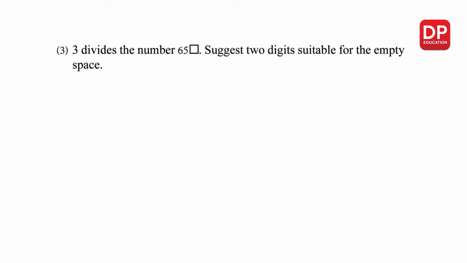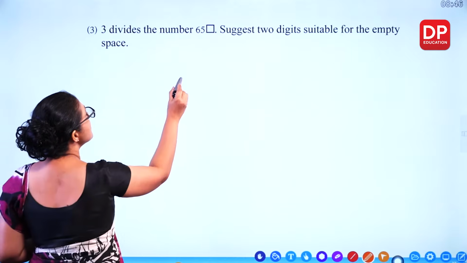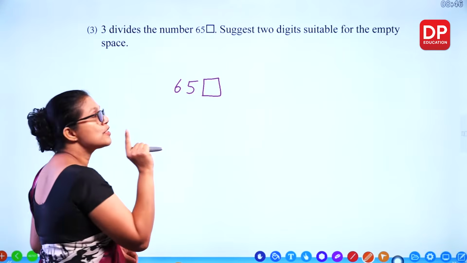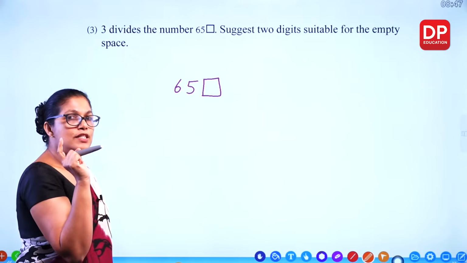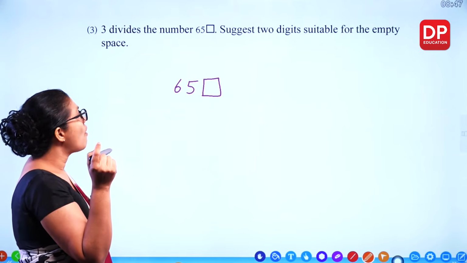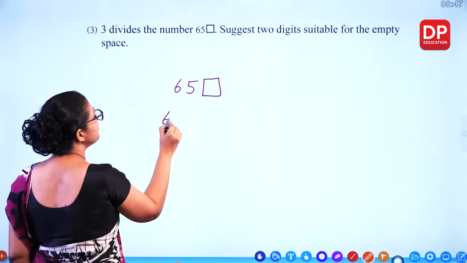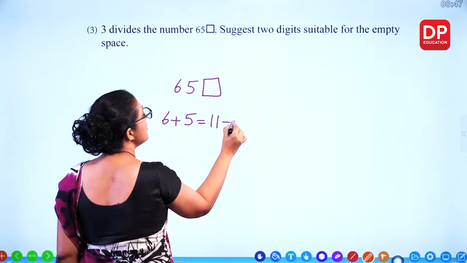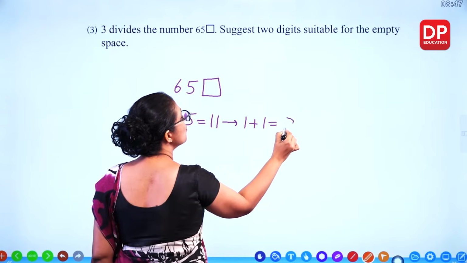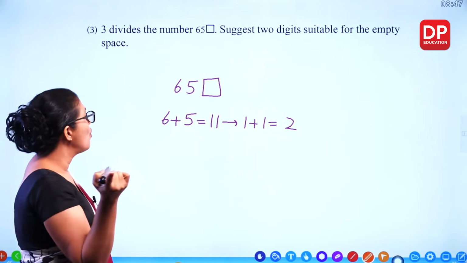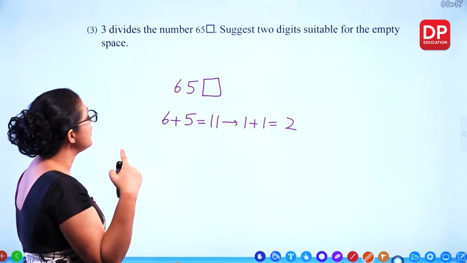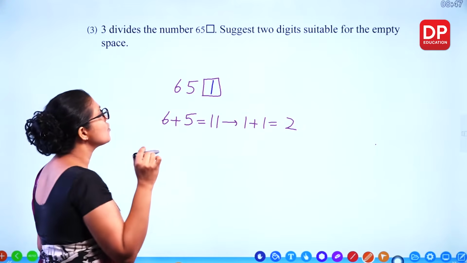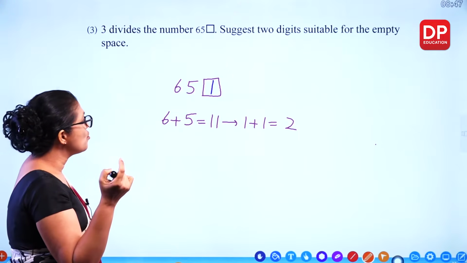Question number 3. 3 divides the number 6, 5 something, such as 2 digits suitable for the empty space. So what's the condition? The digital root should be 3, 6 or 9. What's 6 plus 5? 11. 11 means 1 plus 1, that's 2. So you need one more to get the digital root 3. So you can put 1 here. So 651, you get digital root 3.